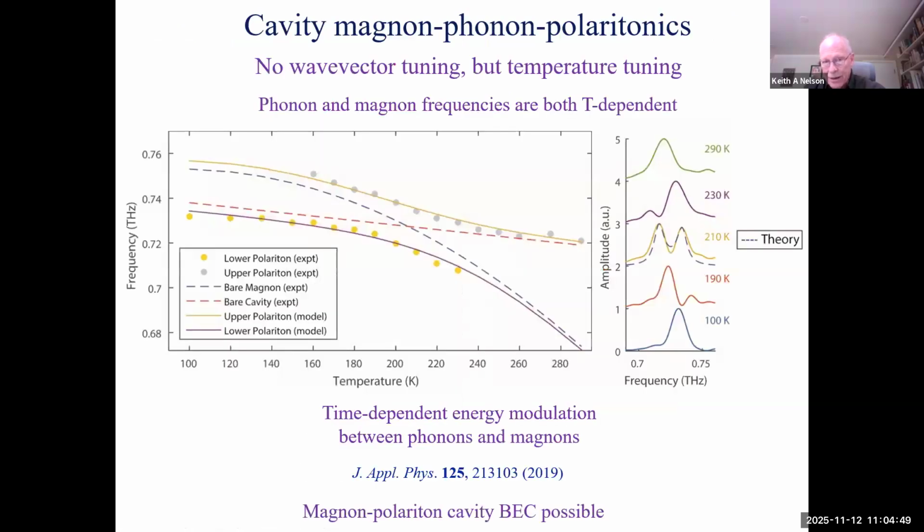And when we did that, now there's no wave vector we can vary, right? Because we have a cavity like this. But luckily, both the magnon and phonon frequencies have a weak temperature dependence, and they cross. And if we vary the temperature to where they cross, we see that actually they avoid crossing, just like we saw before as a function of wave vector. In other words, in these cavities, there's also the very same strong coupling between the magnon mode and the terahertz magnetic field that leads to the avoided crossing, right?